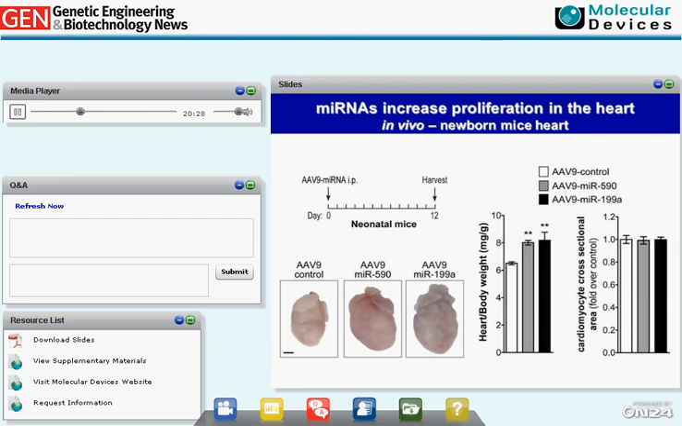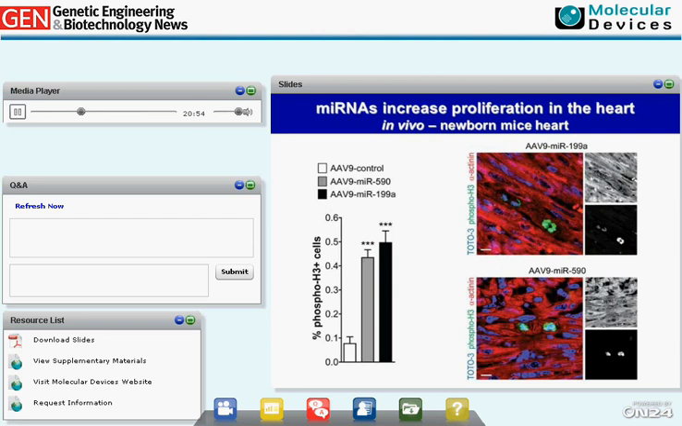And again, as we saw before, we saw a very significant increase in the size of the hearts injected with the microRNAs. This increase in size is not due to an increase in the size of the cells, because we measured the cardiomyocyte cross-sectional area. It's the rightmost graph. But it's rather, again, due to an increase in the number of cells. And if we look again in more detail into these hearts, we can see an increased proliferation, with an increase in the number of cells undergoing mitosis.